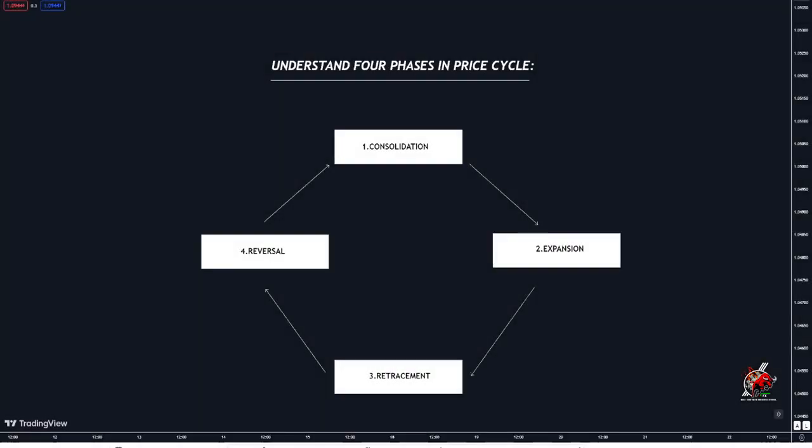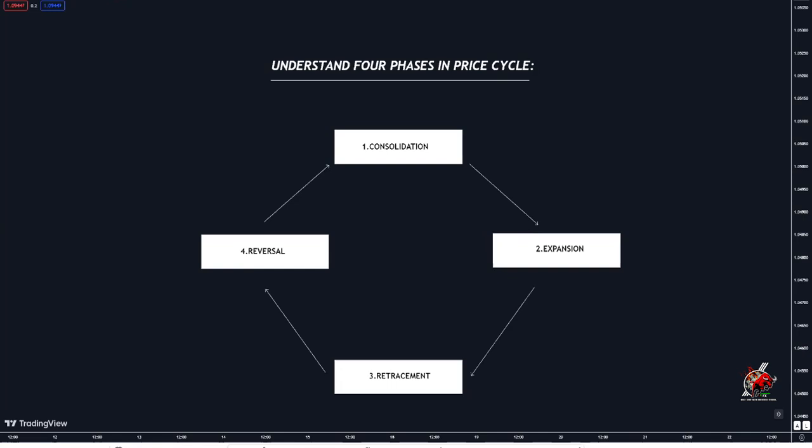These are the 4 phases in the price cycle that you must master, right? So number 1, we have consolidation. Number 2, we have expansion. Number 3, we have retracement. And number 4, we have reversal. So I'll point out and explain each one of them, right?